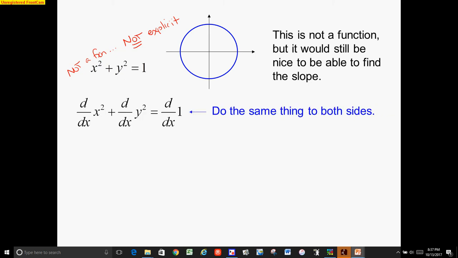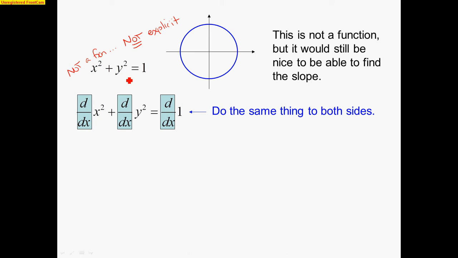I want you to remember Algebra 1 and doing whatever I want to one side of an equation as long as I do the same thing to the other. It's just that this time, what I'm going to do is take the derivative with respect to x of both sides. Every term, term by term differentiation. That's what this is called.